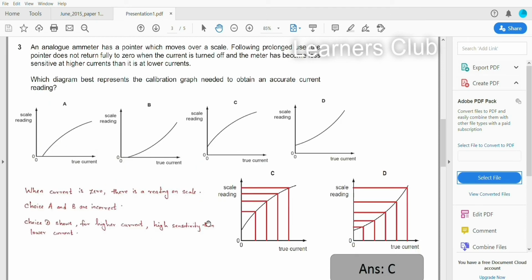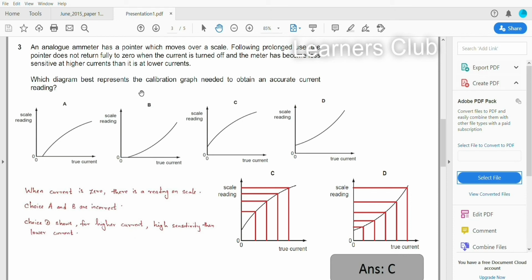Question 3. An analog ammeter has a pointer which moves over a scale. Following prolonged use, the pointer does not return fully to zero when the current is turned off, and the meter has become less sensitive at high current than it is at lower currents.